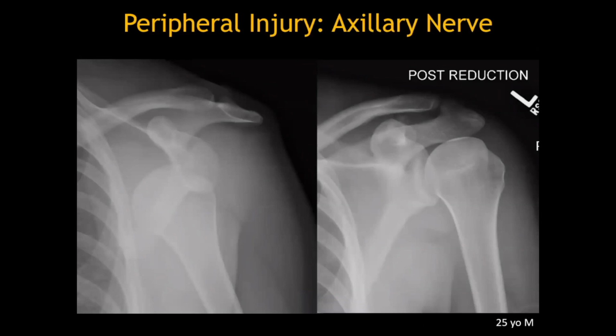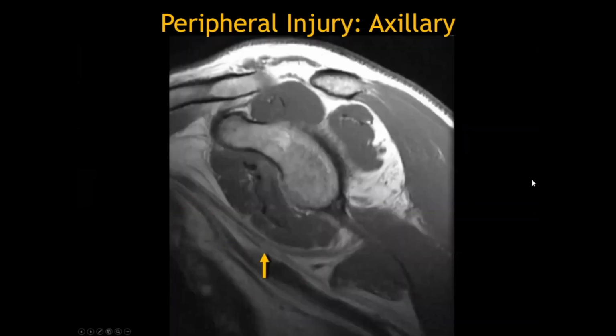Now, additional peripheral nerve injuries may come in the form of axillary nerve injuries. Here's just an example of one. Now, this is a patient who suffered an anterior glenohumeral joint dislocation. You can see the post-reduction images showing the classic Hill-Sachs lesion at the posterolateral aspect of the humeral head.